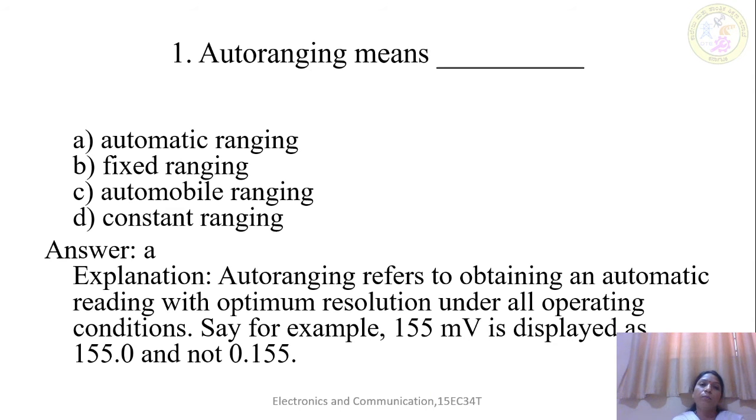So let us discuss some MCQ questions. Auto ranging means, options are automatic ranging, fixed ranging, automobile ranging, constant ranging. Obviously, the answer is automatic ranging. Auto ranging refers to obtaining an automatic reading with optimum resolution under all operating conditions. Say for example, 155 millivolt is displayed as 155.0 and not 0.155. Hence, auto ranging means automatic ranging.